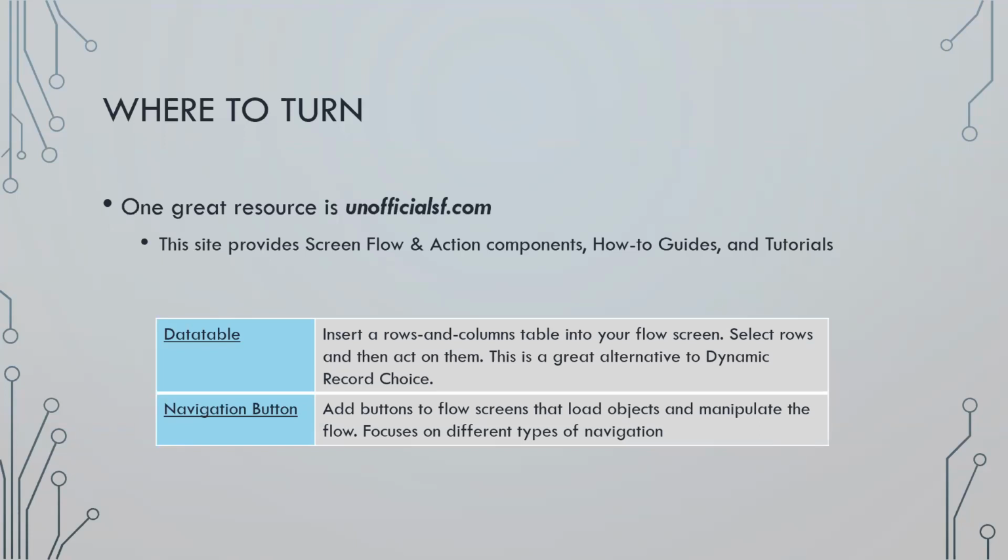Later on, maybe I'll just flash up a picture of their site. So two applications that I pulled off, one is called Dateable, the other is Navigation Button. These are the two that we're going through. The data table inserts rows and columns into your table. You can select the rows, you can then act on them, and it saves you doing things that people would have done with dynamic record choice in the past.